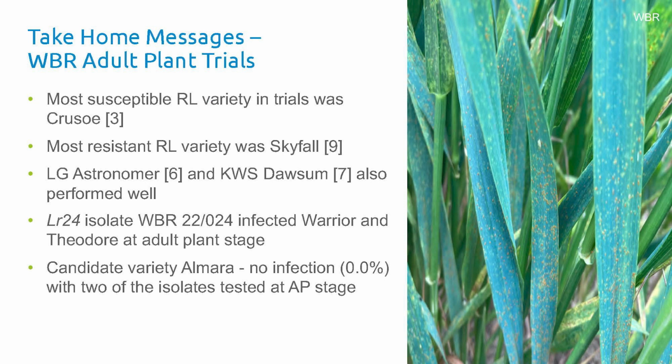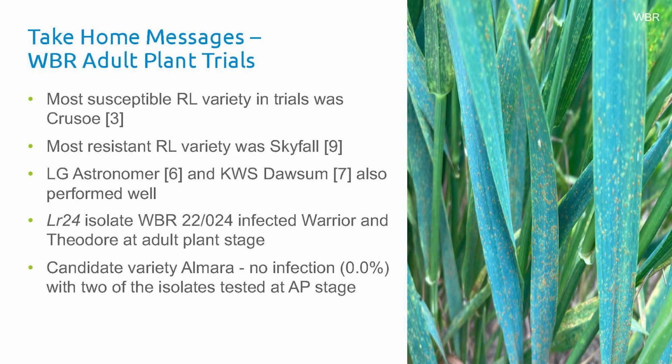So my take-home messages for the brown rust adult plant trials: the most susceptible RL variety in trials was Crusoe with a rating of 3. The most resistant RL variety was Skyfall, so it lived up to its resistance rating of 9. LG Astronomer and KWS Dorsum, I think, also did fairly well compared to the other RL varieties.